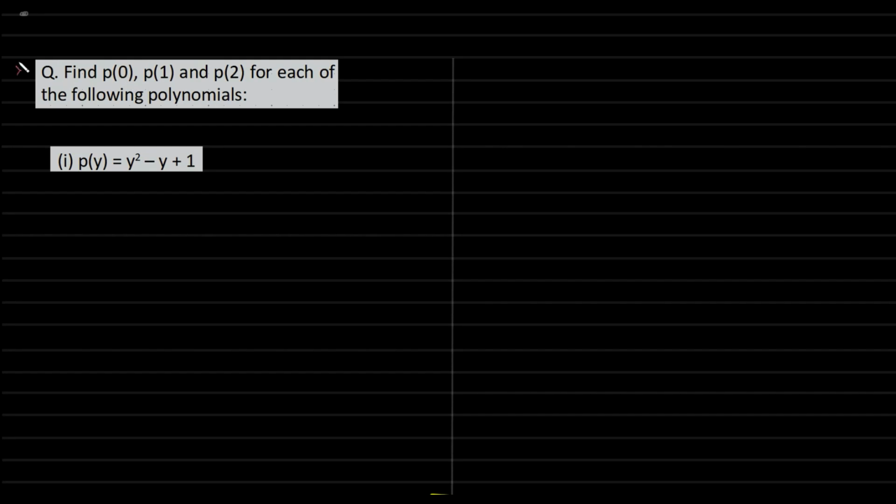Find p of 0, p of 1, p of 2 for each of the following polynomials. The first polynomial is p of y is equal to y square minus 1y plus 1. So first thing first, let's write the expression.